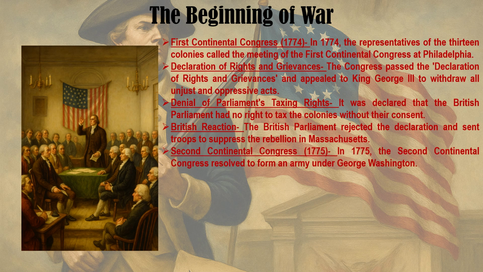Second Continental Congress. In 1775, just the next year, the Second Continental Congress resolved to form an army under George Washington.